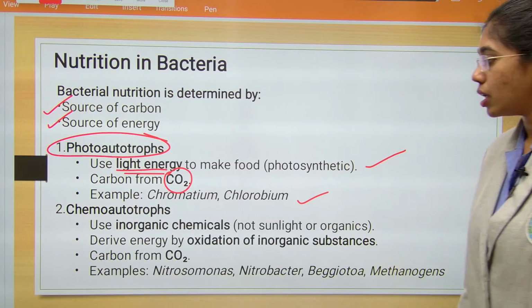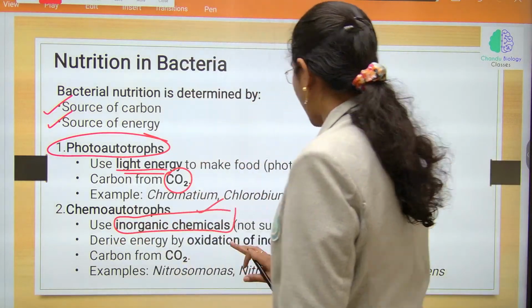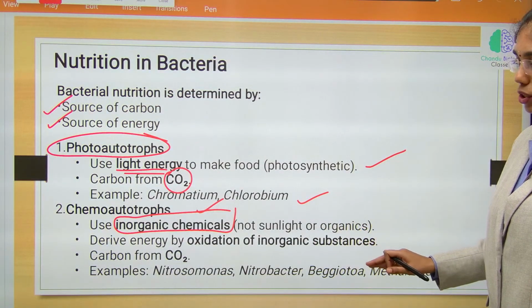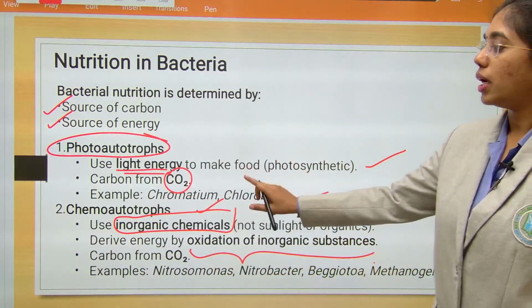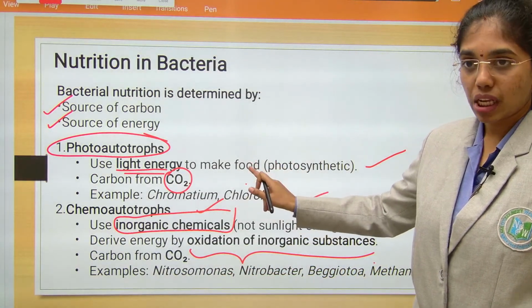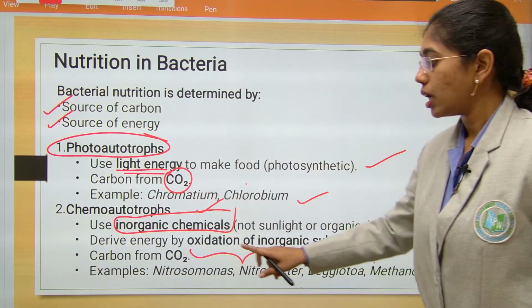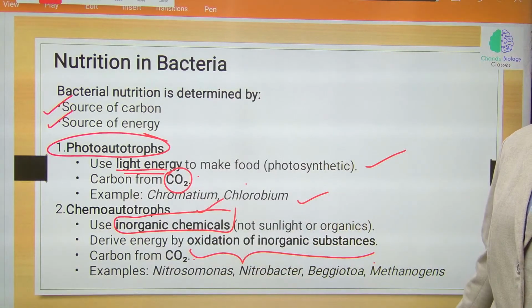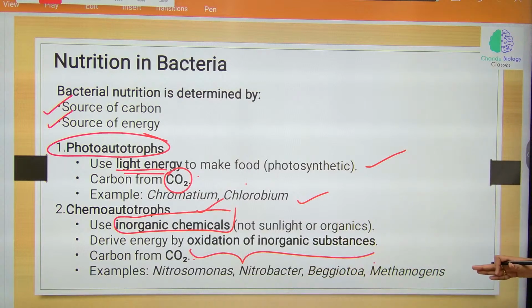Chemoautotrophs, they use inorganic chemicals and no sunlight or organics. They derive energy by oxidation of inorganic substances. Here the energy is from sunlight, but here it is from oxidation of inorganic substances. Carbon source is the same, that is from carbon dioxide. Examples: Nitrosomonas, Nitrobacter, Beggiatoa and Methanogens. These are the examples of chemoautotrophs.